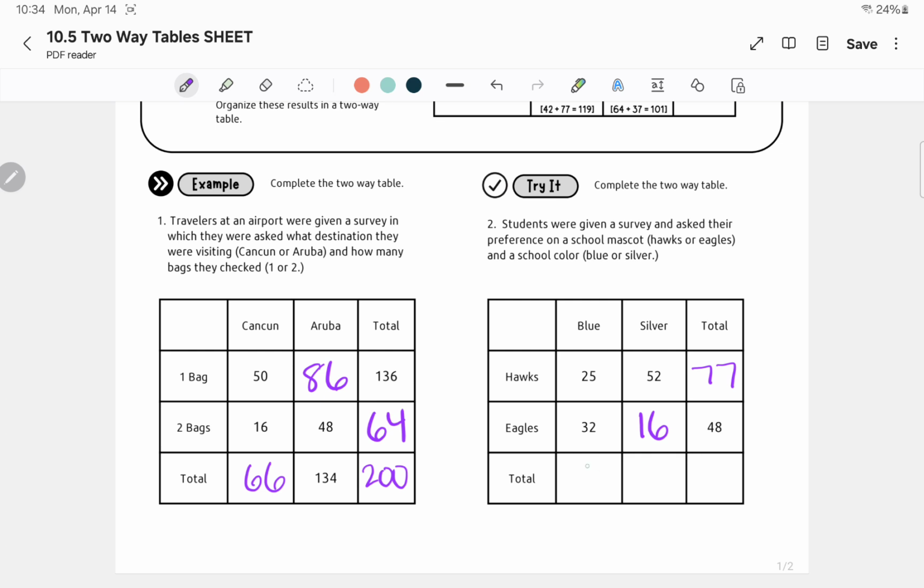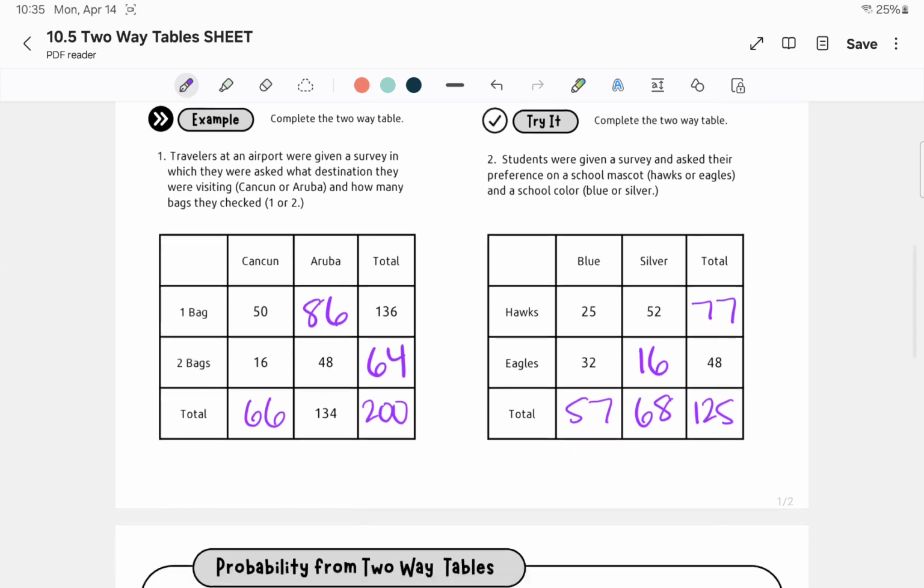Now for the totals, we can just add down. 25 and 32 is 57. 68 is this total here. And then we can either go down this way or down this way, and we get 125. If there are any questions on how to complete it, again, it could be any of the boxes missing, but you're either subtracting or adding to find the missing box.